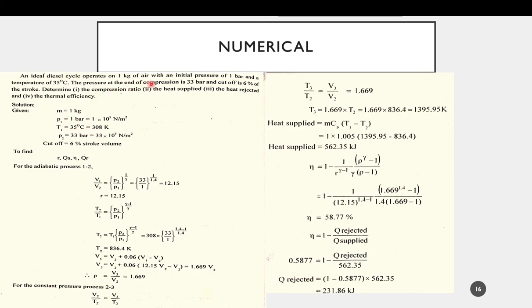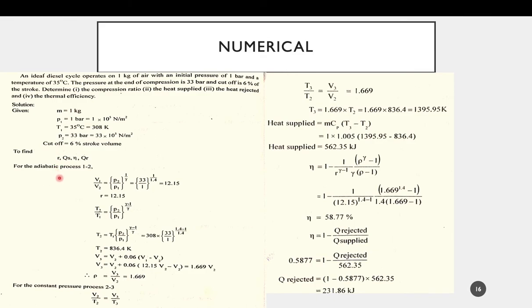The pressure at the end of the compression is 33 bar. 1 to 2 is the compression process, and the end of the compression is state point 2. So pressure P2 is 33 bar, that is 33 into 10 raised to 5 Newton per meter square. The cutoff is given as 6% of stroke. The cutoff ratio is the ratio of V3 by V2. It is given as 6% of the stroke volume. Now we need to find the compression ratio R, heat supplied, heat rejected, and thermal efficiency.